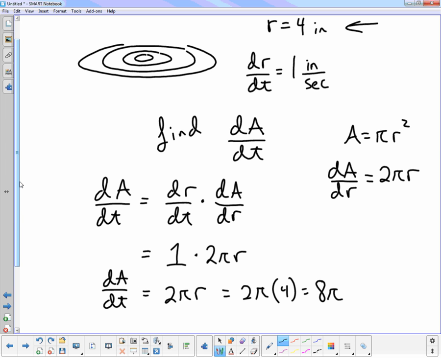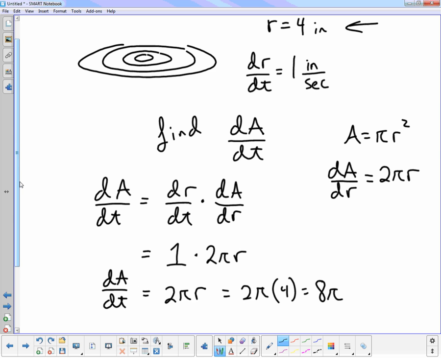If you were to look at the surface area of a sphere, what's that? 4/3 pi r cubed. And what would happen when you took that derivative? In fact, the volume is 4/3 pi r cubed. My fault, sorry. The surface area of a sphere is 4 pi r squared, because it's an area.